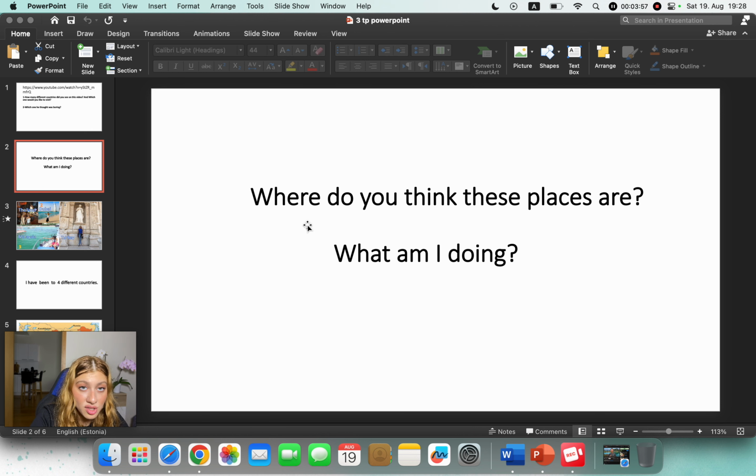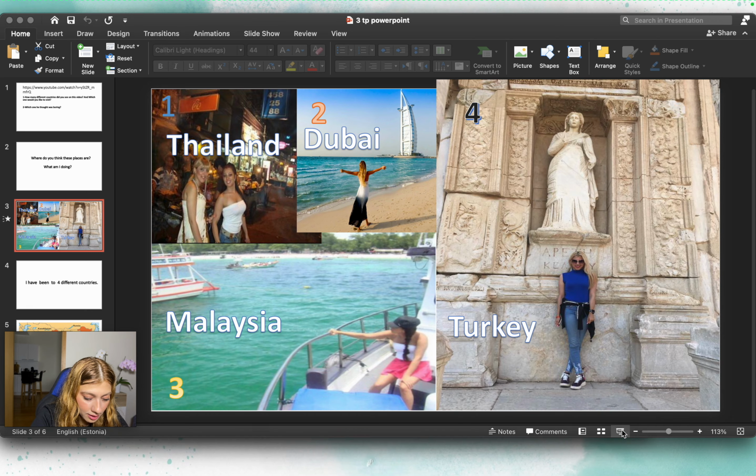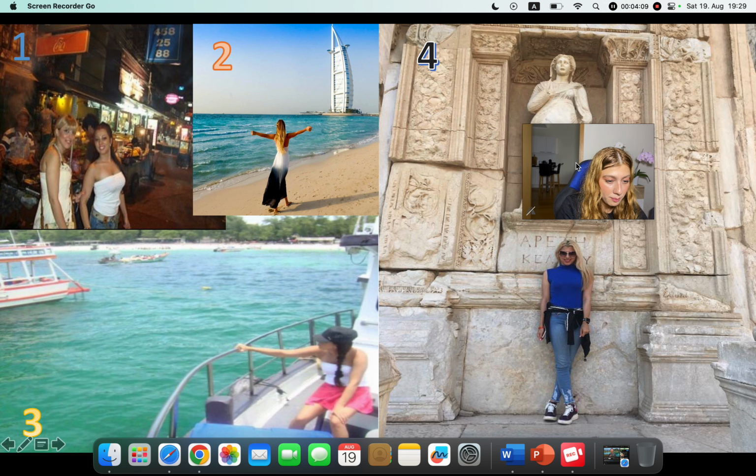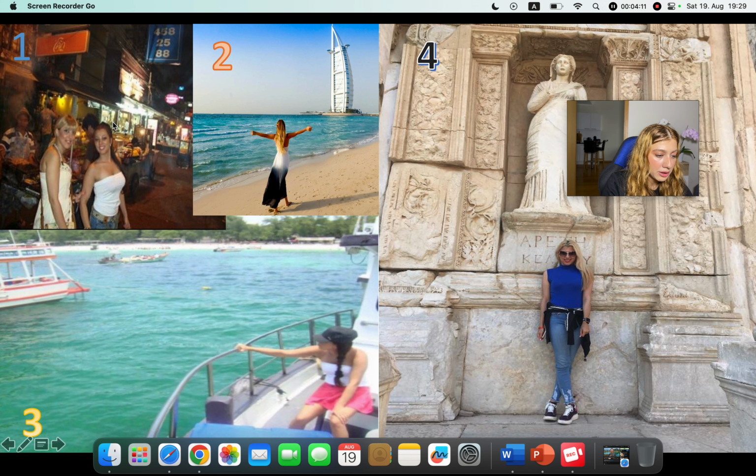So this is the question that I'm going to ask. Where do you think these places are? What am I doing? It usually goes like this. I'm going to show them the picture. I don't have the names of the places here, so I'm going to show them, okay, number 1, this is me and this is my sister. And usually when you show your own pictures, it's more fascinating for them, I would say.